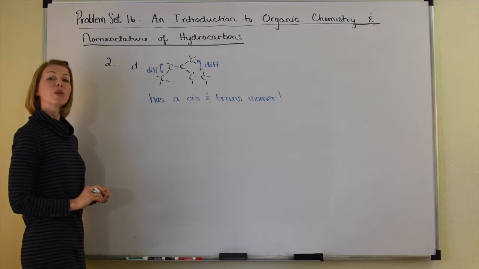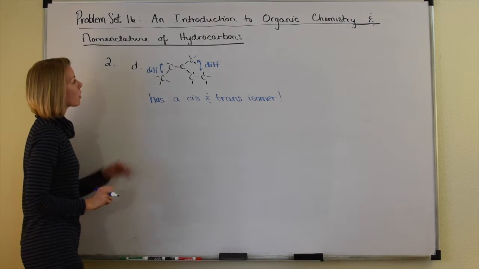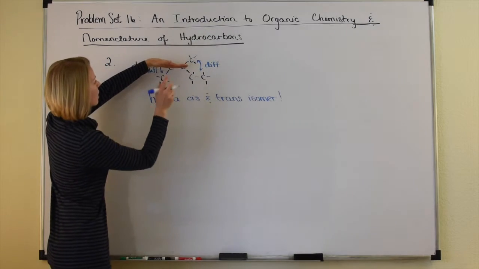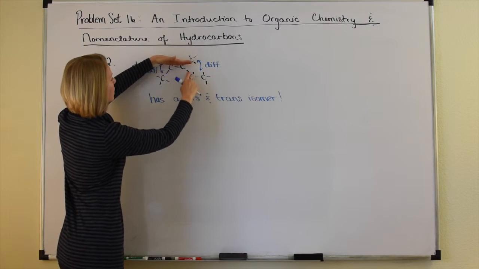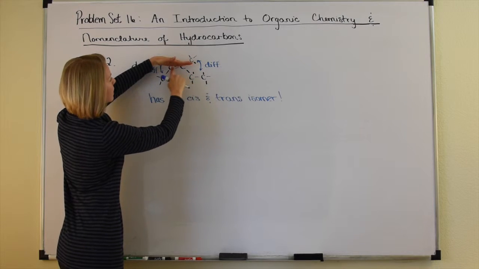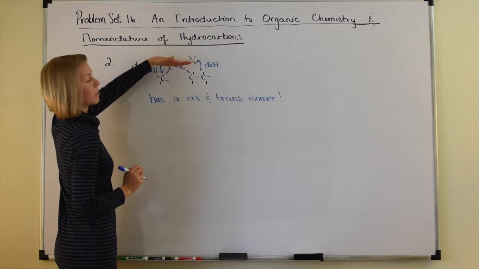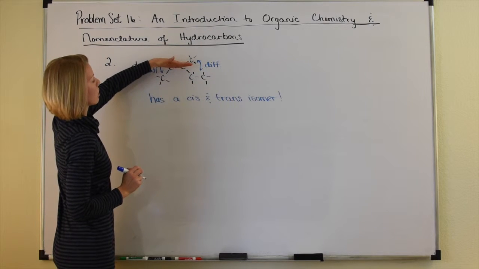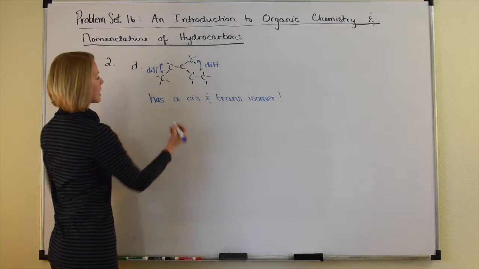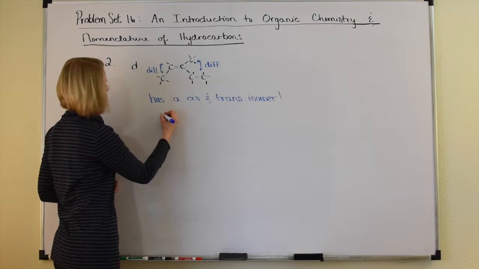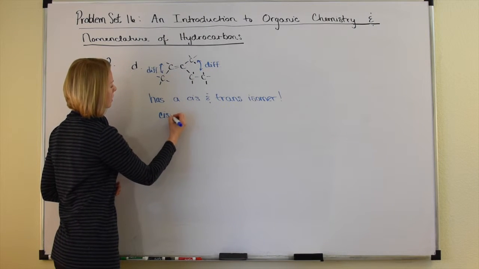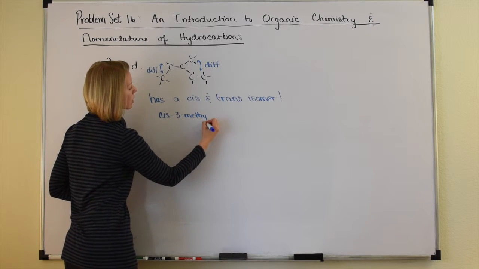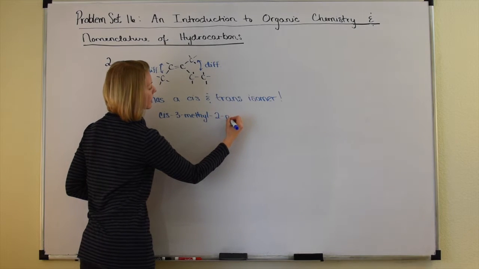So which one have we drawn already? Well, look through the carbon-carbon double bond. The largest substituents are on the same side of the carbon-carbon double bond. I've drawn them both down. They're on the same side. So this is the cis isomer. This is cis 3-methyl 2-pentene.